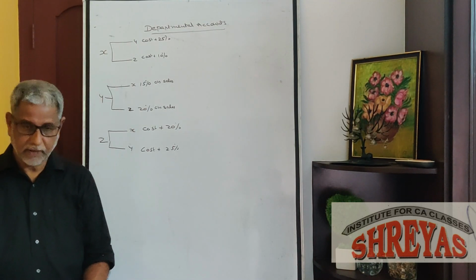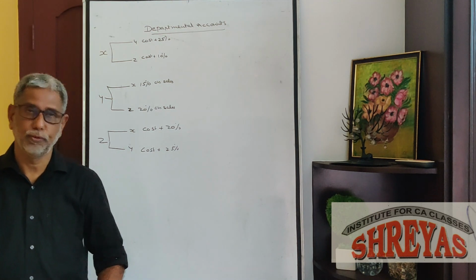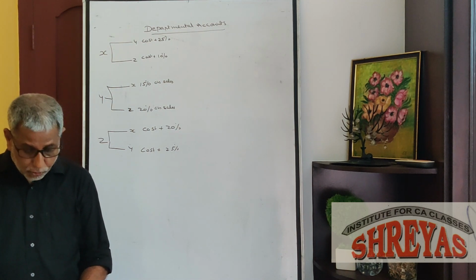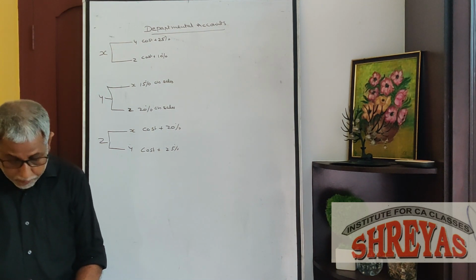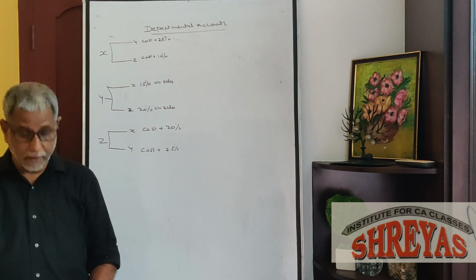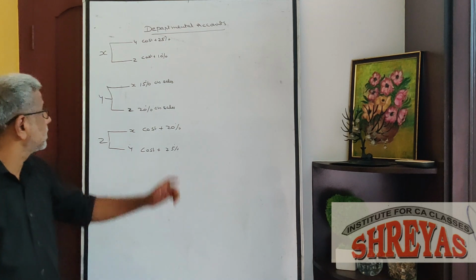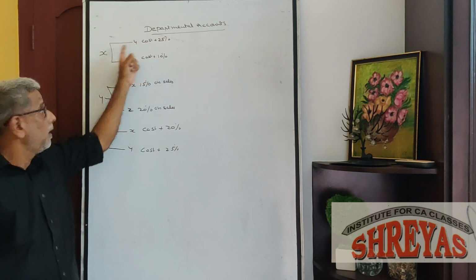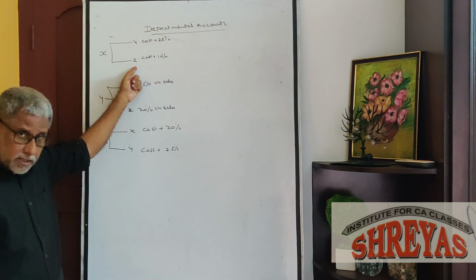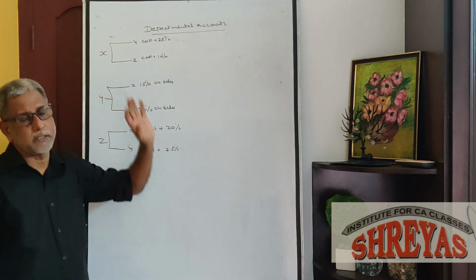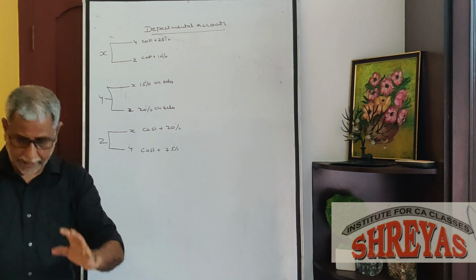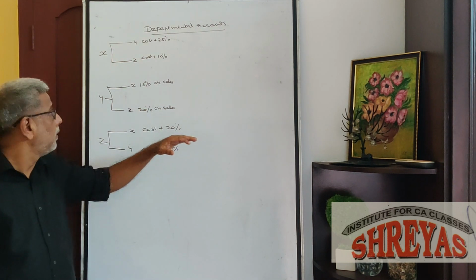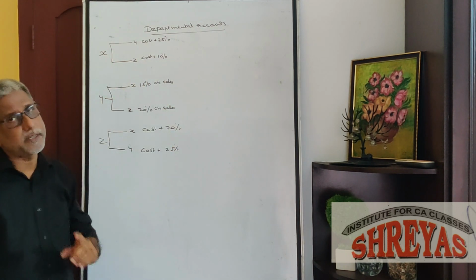After the introduction, we can start with the practical question number 2. So please refer to question number 2. Department X sells goods to Y at a profit of 25% on cost, and Department Z at 10% profit on cost. Department X transferred goods to Y at cost plus 25%, and to Z at cost plus 10%. So in this question there are three departments, X, Y and Z. X transferred goods to Y and X transferred goods to Z, at cost plus 25% and cost plus 10% respectively.